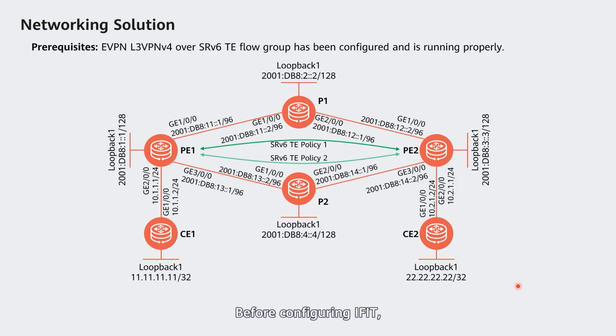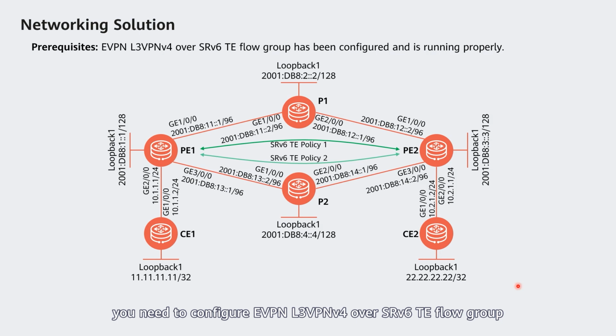Before configuring IFIT, you need to configure EVPN L3 VPN v4 over SRv6 TE flow group and ensure that it is running properly. For details, see Deep Dive into EVPN L3 VPN v4 over SRv6 TE flow group. The configuration roadmap is as follows.